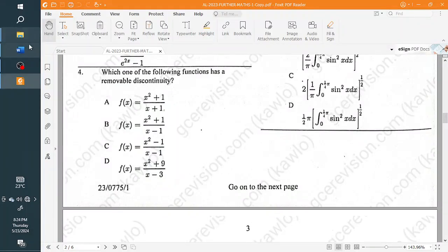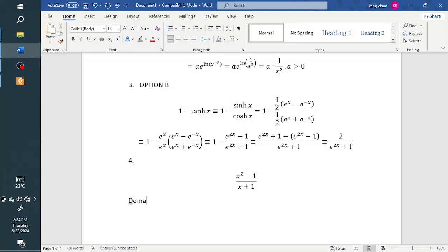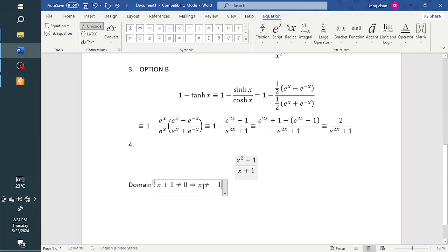Alright, now let me show you something. If I give you this function, x squared minus 1 divided by x plus 1, you realize that if I ask you for the domain, you tell me that since it is a rational function, for it to be defined, x plus 1 has to be different from 0. That's the denominator, which means that x will be different from -1. Now if x is different from -1, the function is defined.